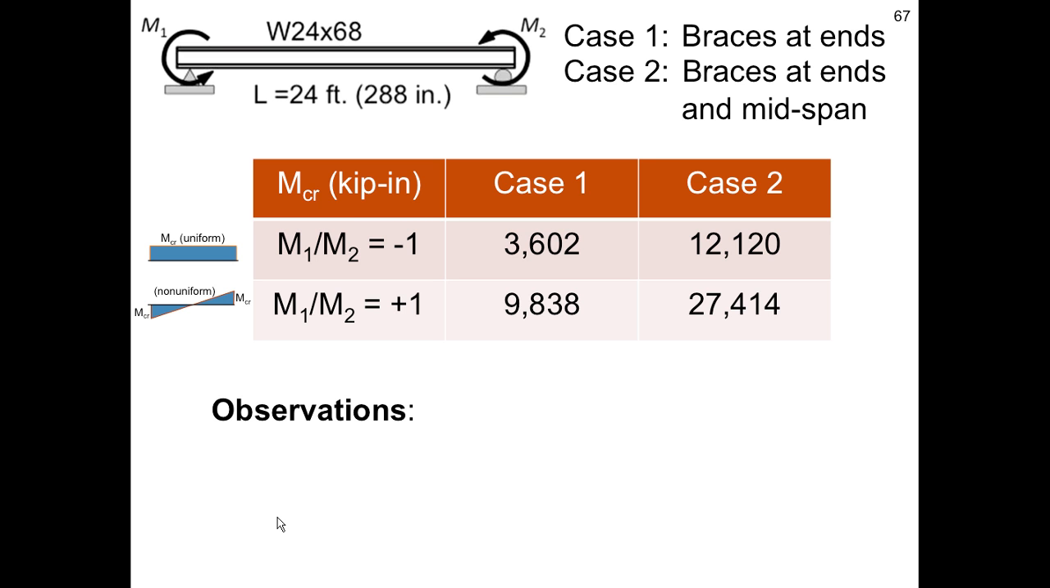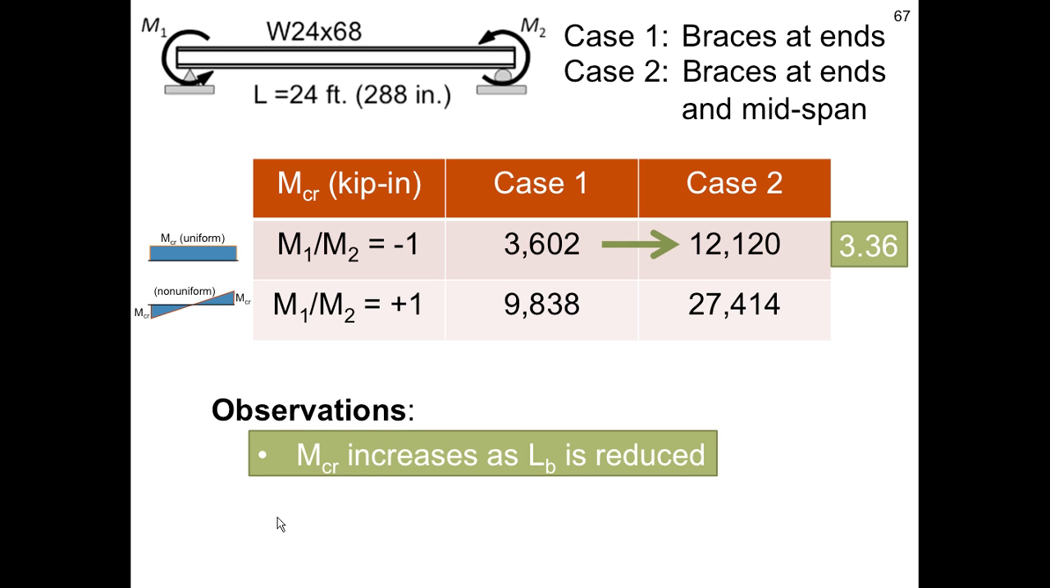If we work across for the uniform bending case, what happens when we put a brace at mid-span? For uniform bending, when we put the brace at mid-span, the student would find that they have increased the elastic buckling capacity by a factor of 3.4. So what they really did by putting that brace at mid-span is they cut the unbraced length in half, and this had a big impact on the capacity of the beam. So L sub B was significantly reduced, and they got a bump up.